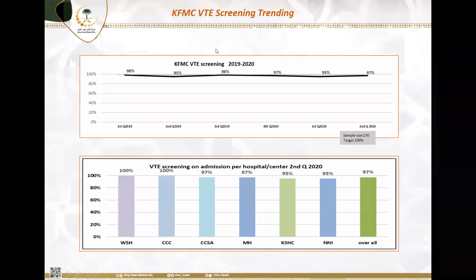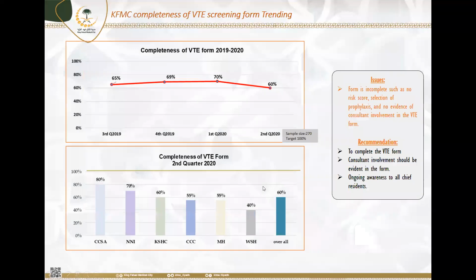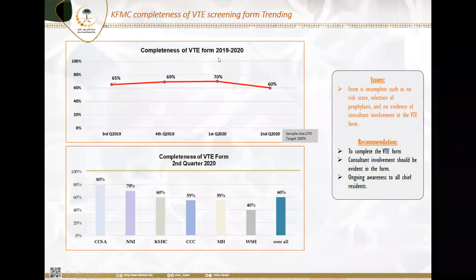This is the one. I told you up to 2018. Let's see up to now, 2019-20. You can see this is the VTE screening, the form completeness, all excellent, it's present. Then you have the VTE screening on admission per hospital. So we are categorizing Women's Specialized Hospital, Cancer Center, main hospital, cardiac center, neuroscience. So where is the gap? This is good. The gap here is the completeness of the VTE form.